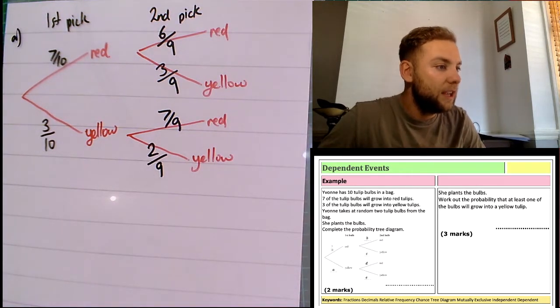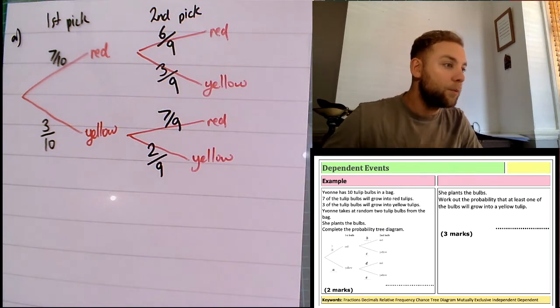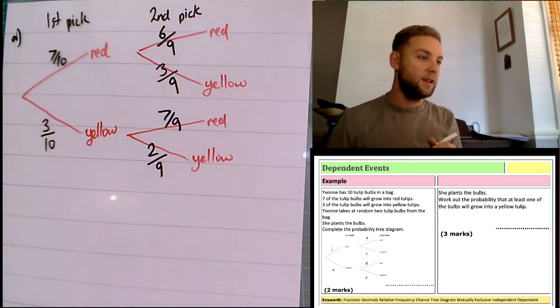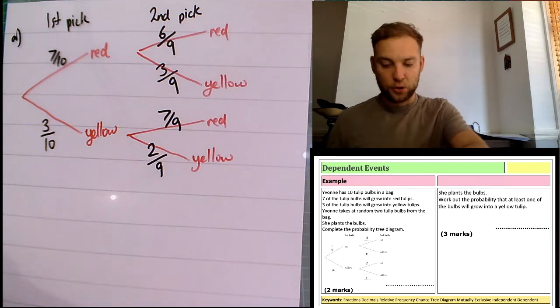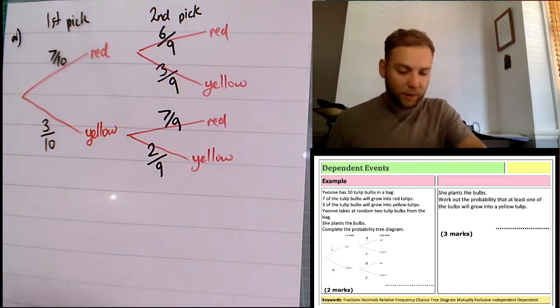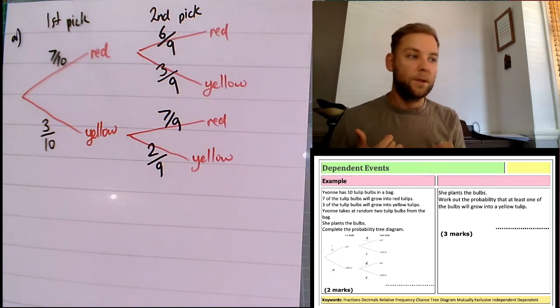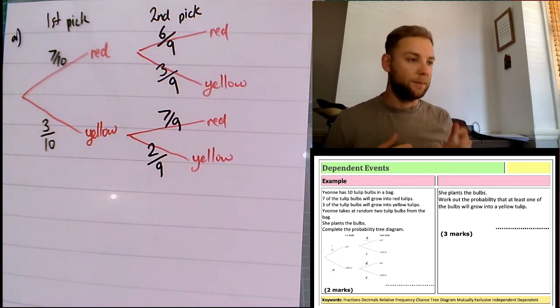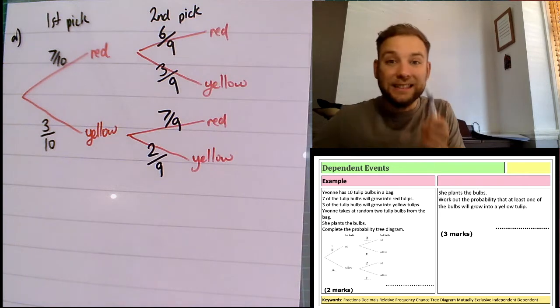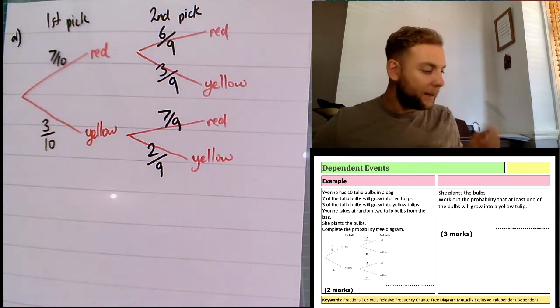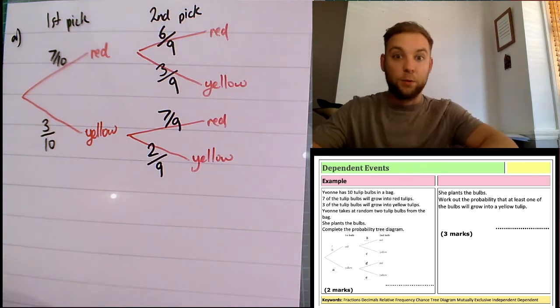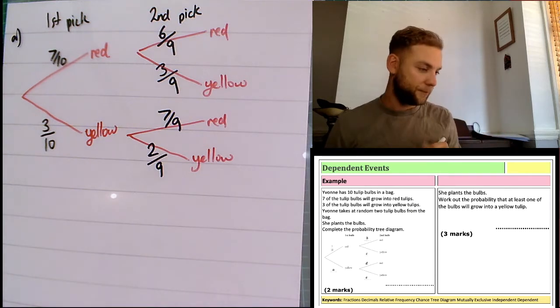So she plants the bulbs, work out the probability that at least one of the bulbs will grow into a yellow tulip. So, the thing we need to think about here are which ones turn into a yellow tulip. So, the probability at least one. Now, that's really important. What I'm going to suggest, first of all, before we do anything, is we work out all of these probabilities. Okay?